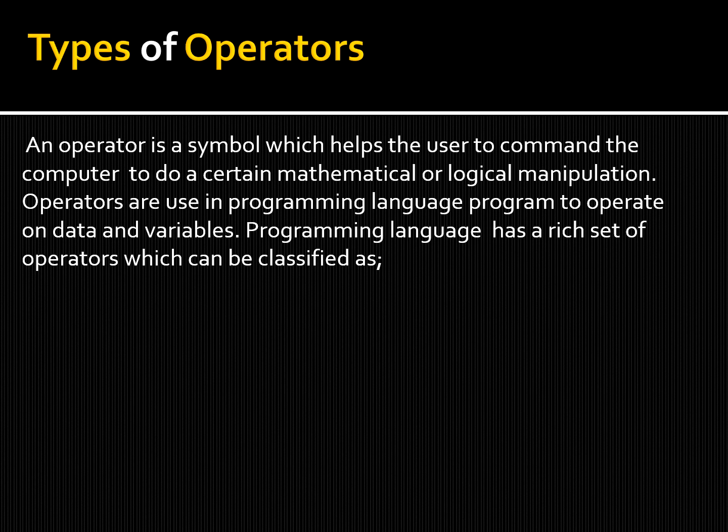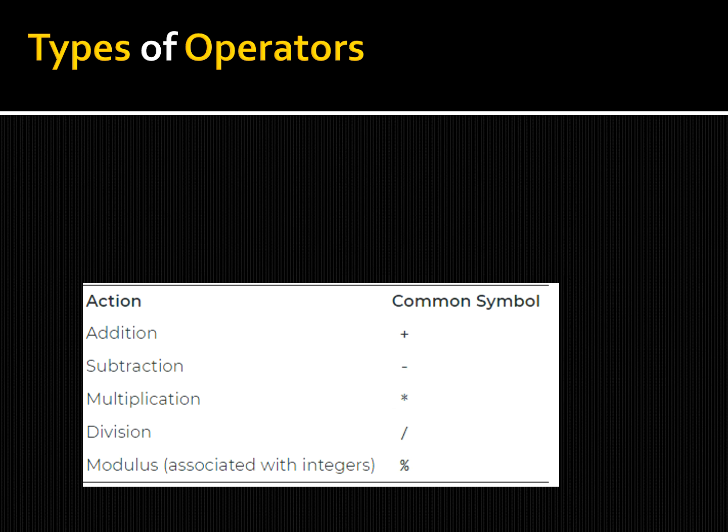An operator is a symbol which helps the user to command the computer to do a certain mathematical or logical manipulation. So the operators are used in a programming language to operate on the data and variables. The programming language has a rich set of operators which can be classified. So these are the common operators.